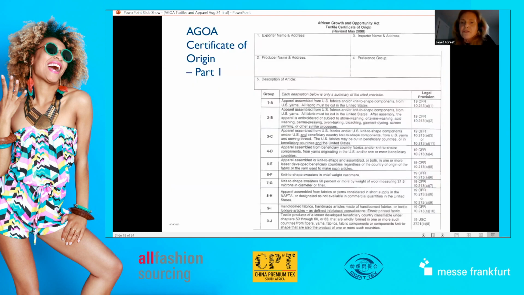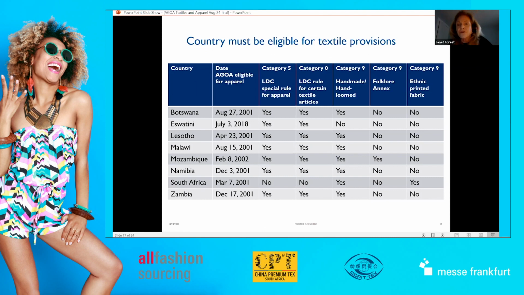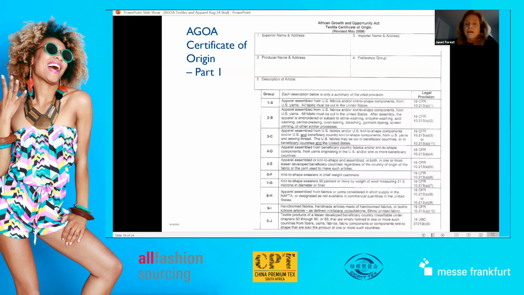The next columns are related to provisions for handmade, hand-loomed, folklore, and ethnic printed fabric. And this will give you an idea of when all of these countries became eligible for AGOA in the first place for apparel, and then whether they have eligibility for these other more specific provisions. This will help explain a little bit of that, I think.